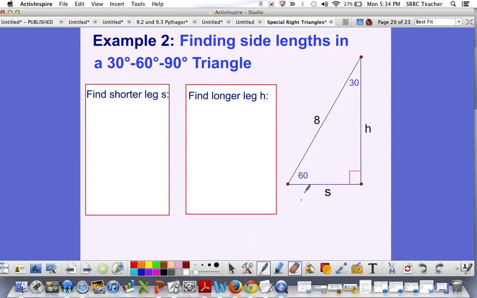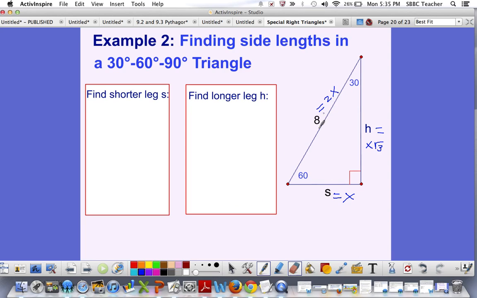Here we have another example. We have the hypotenuse, but we don't have the legs. Well, let's follow the pattern. The shorter leg is always equal to x. The longer leg is always equal to x radical 3. And the hypotenuse is always equal to 2x.